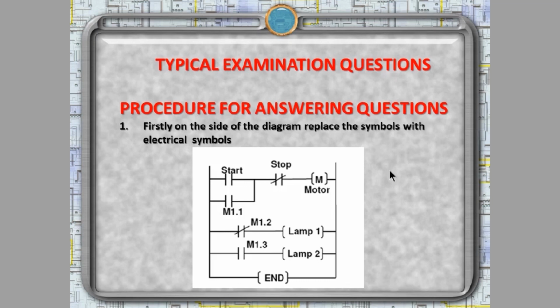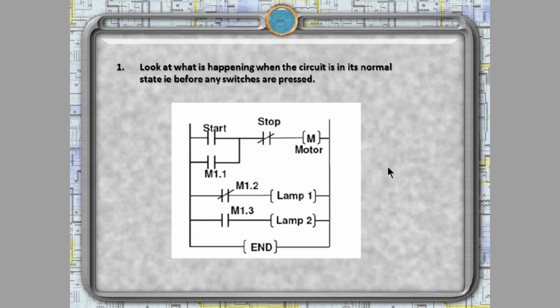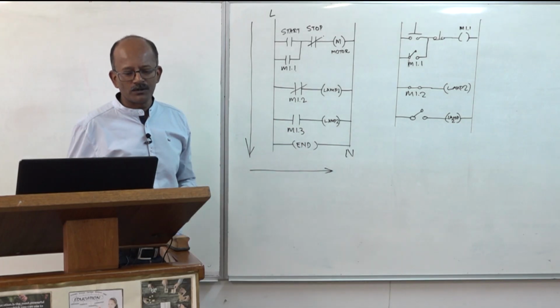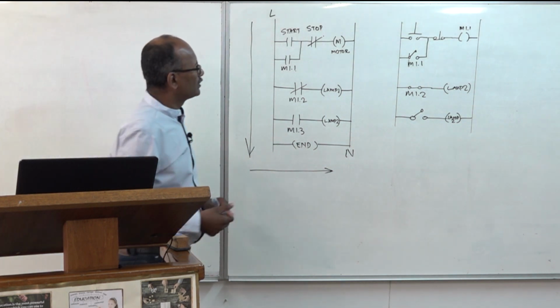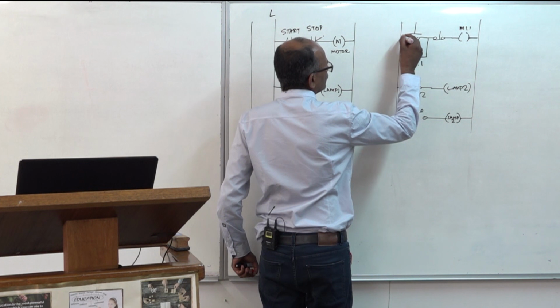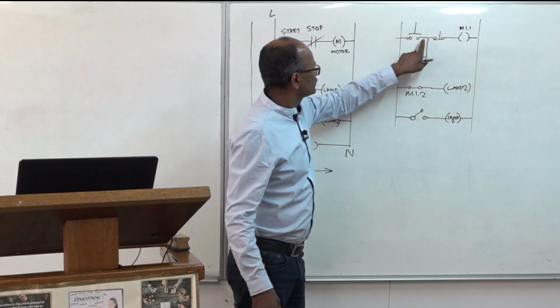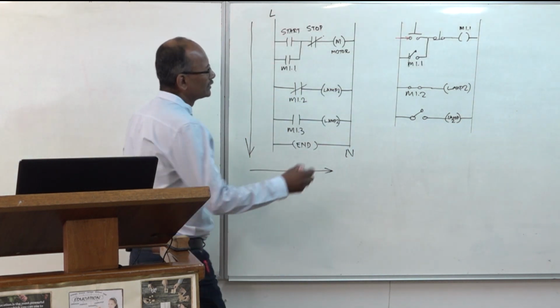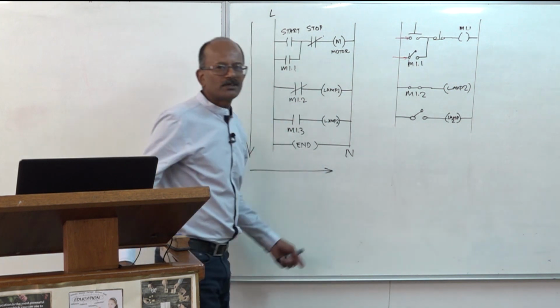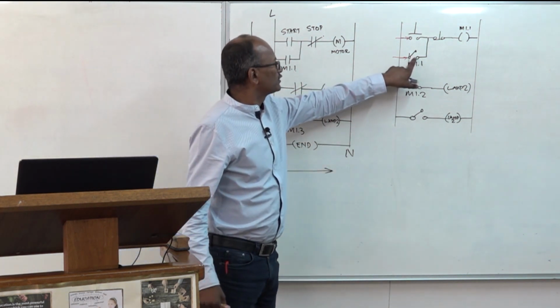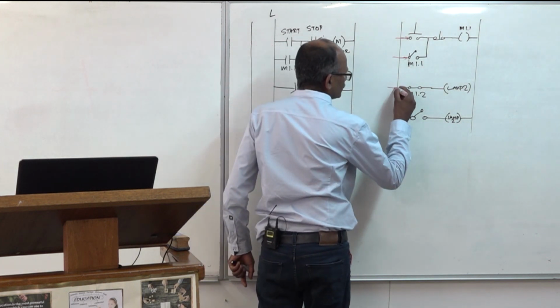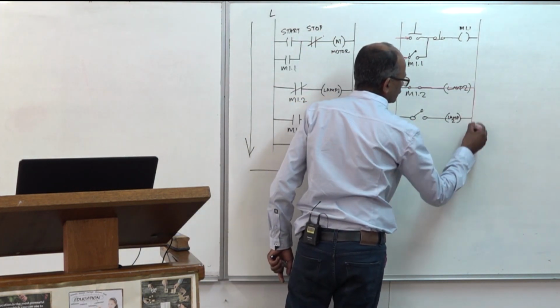The second thing you do, all right, is look at what is happening in the circuit before any switches are pressed or before I energize any part of the circuit. What is actually going on? Now, in order to do that, you follow the current paths. If I look at the first rung, I'm going to have to stop at that point because no current can flow past here. So up to there, nothing can happen. If I look at the second rung, up to there, nothing can happen because it's an open circuit, no current flows. If I look at the third rung, current can flow right across.